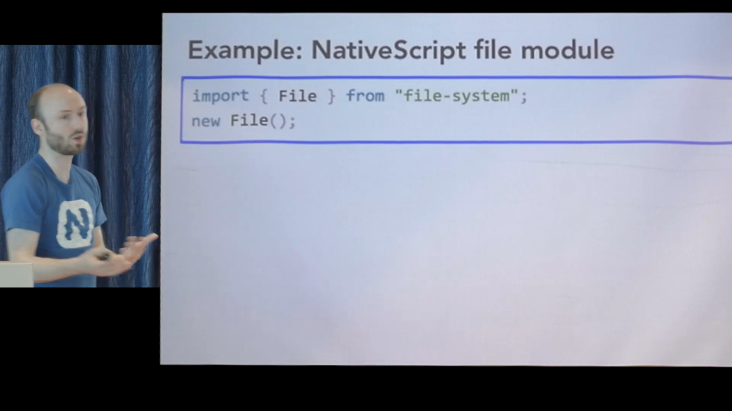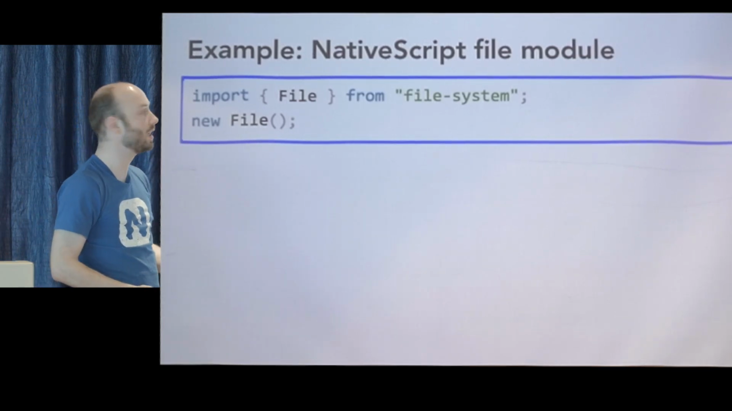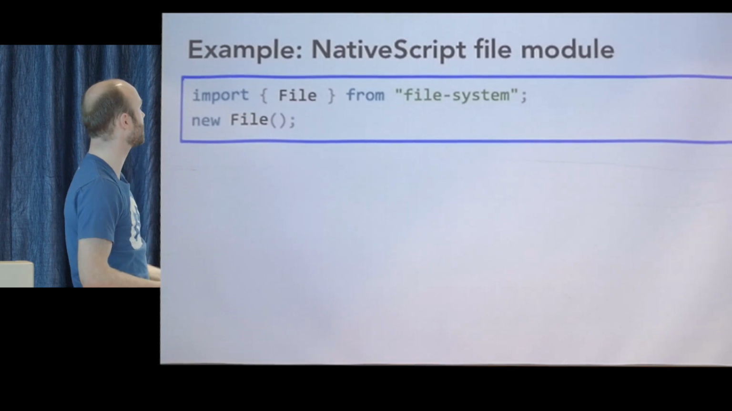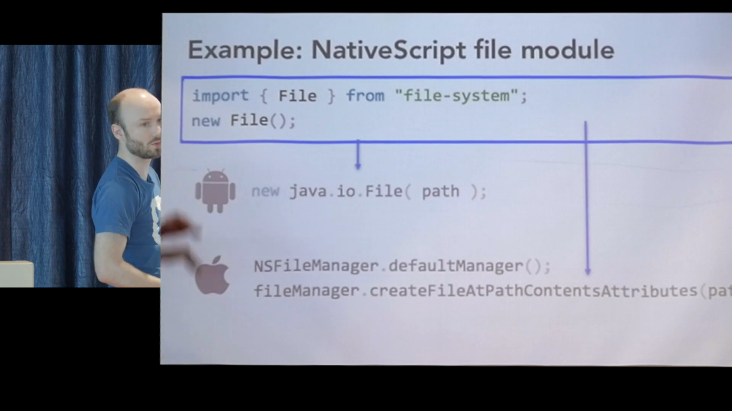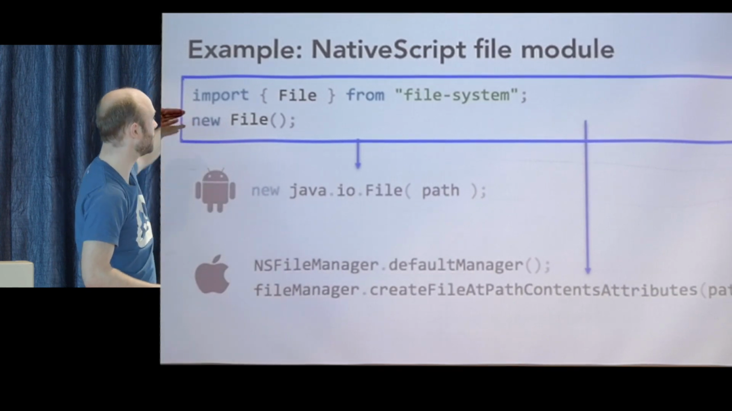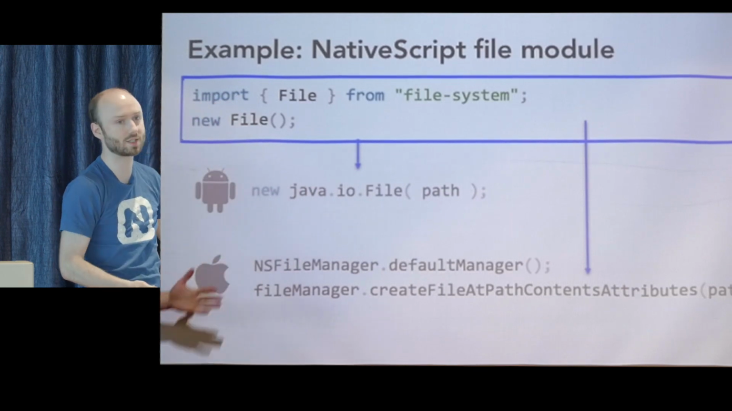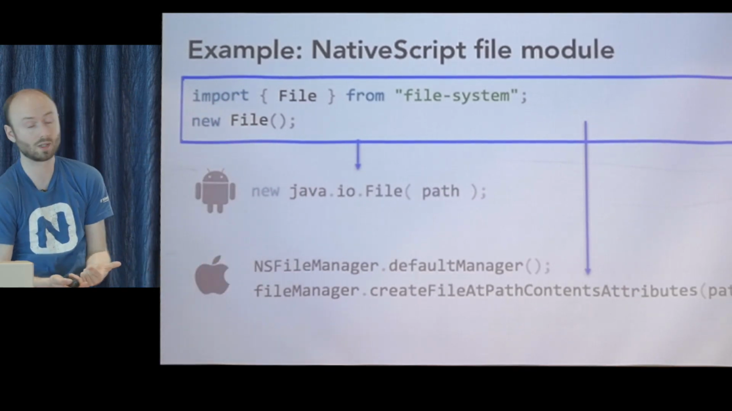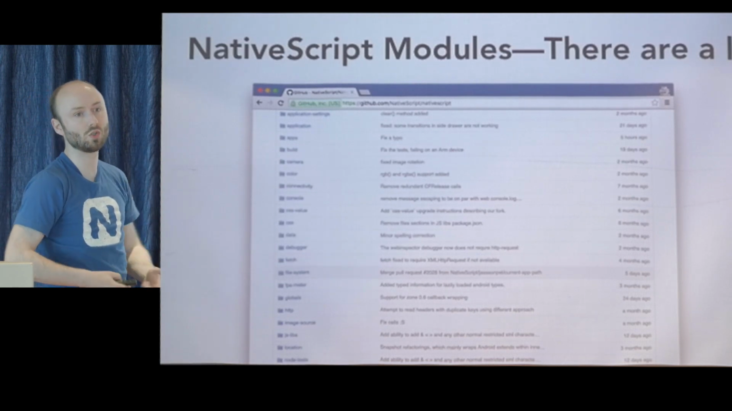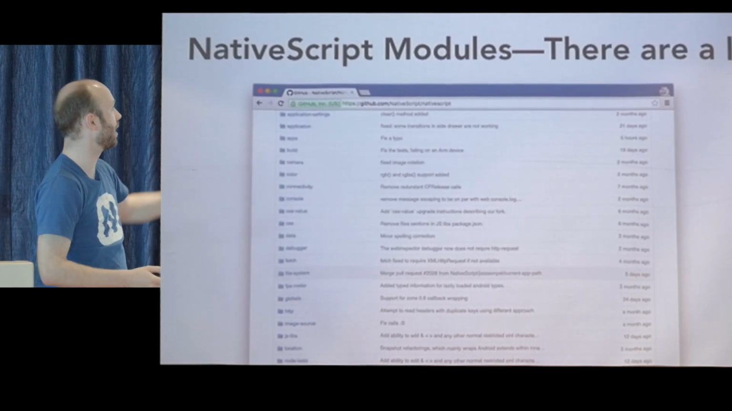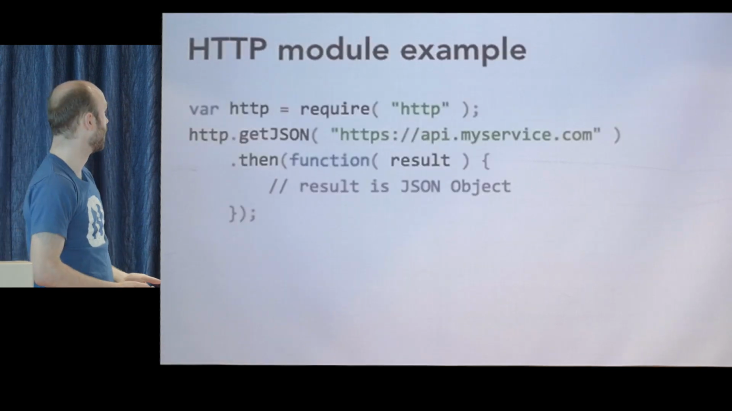Similarly, there's a bunch of other modules, like file system. If you want to create a file, you just require a file system object, create a new file, and then we'll give you two sets of code. If you build this on Android, we'll translate it into this line of code. If you build this on iOS, we'll give you this as a result. But you don't have to worry about it. And there's a whole bunch of them. Since this is an open source project, you can actually go and see all the modules that we created in TypeScript, which is quite easy to read.